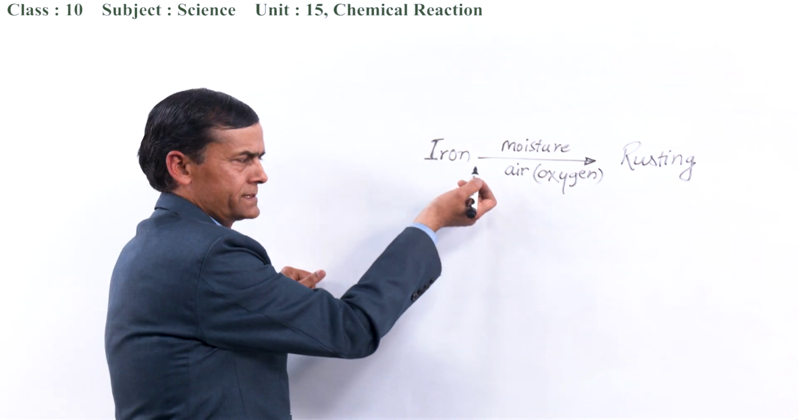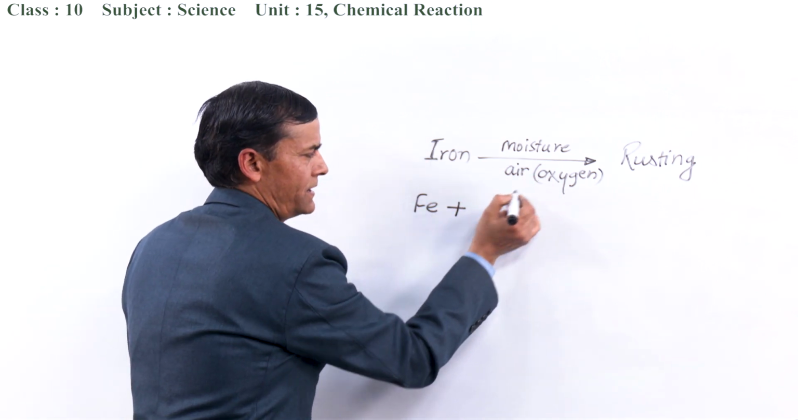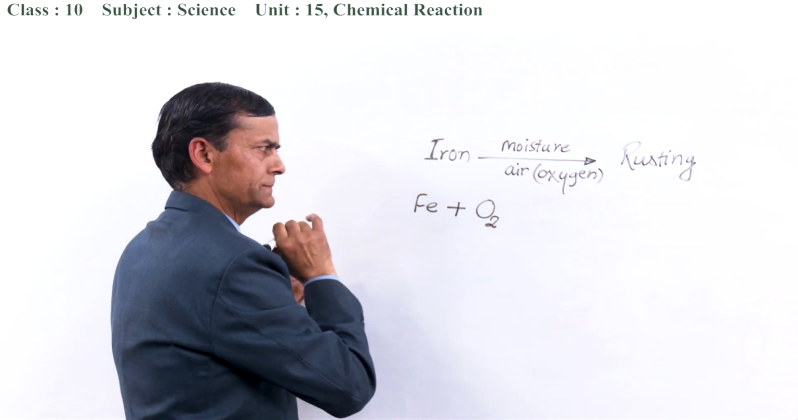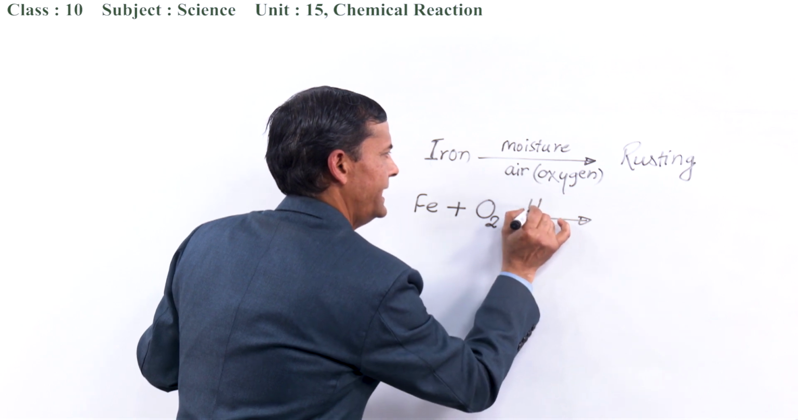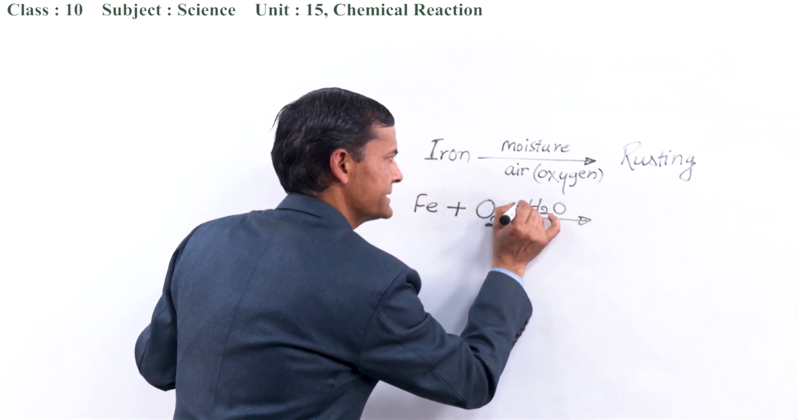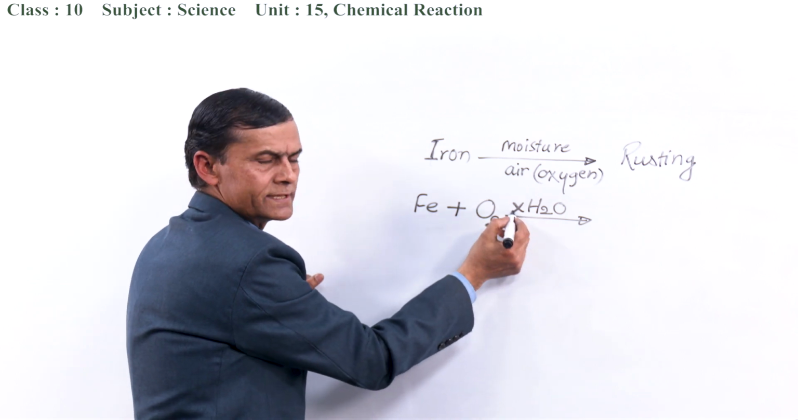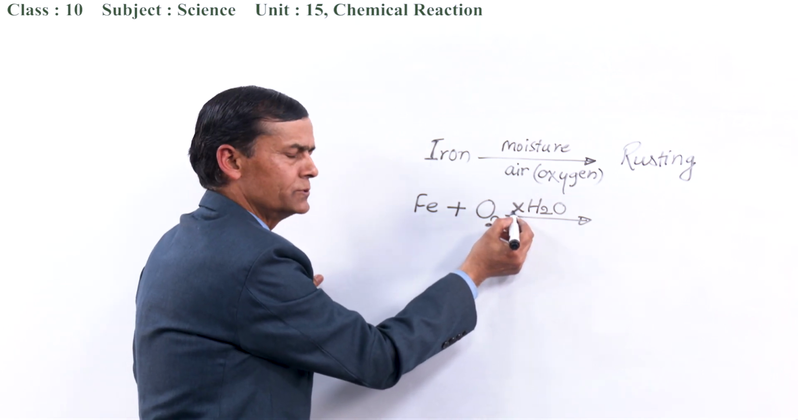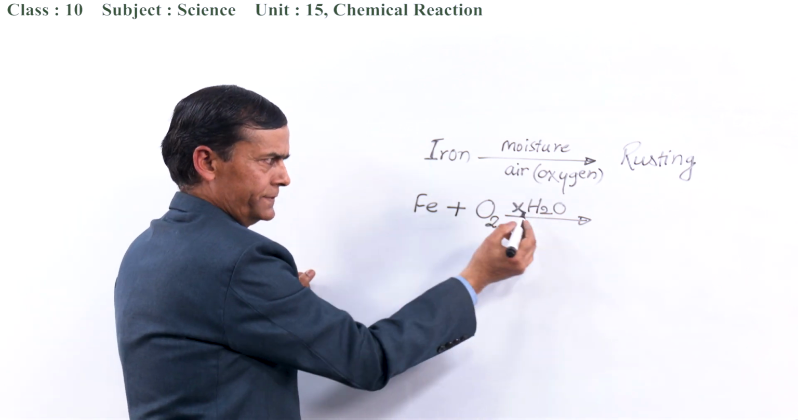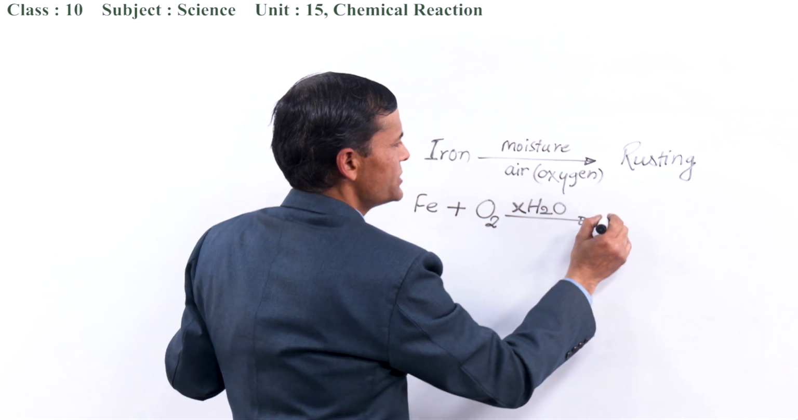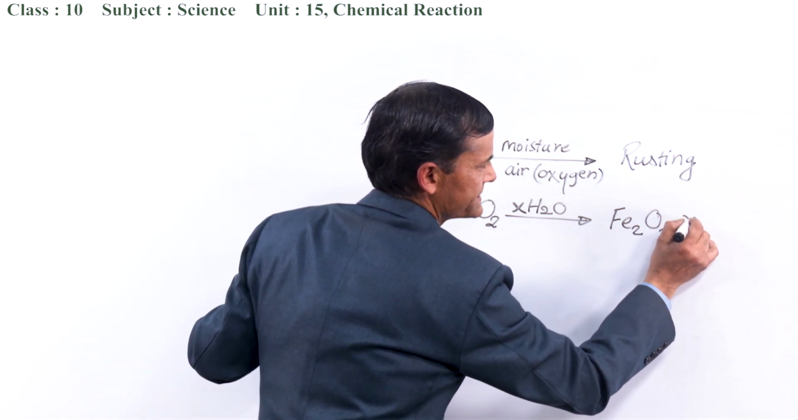And how can we demonstrate? There is chemical reaction like this. Iron means Fe, ferrum, plus oxygen, O2, and in the presence of moisture there is H2O. Remember, H2O, x H2O. x represents number of molecule, 2H2O, 3H2O, 4H2O, up to 10H2O it can be, isn't it? So this is moisture. H2O means moisture. So after reaction it will be Fe2O3·xH2O.